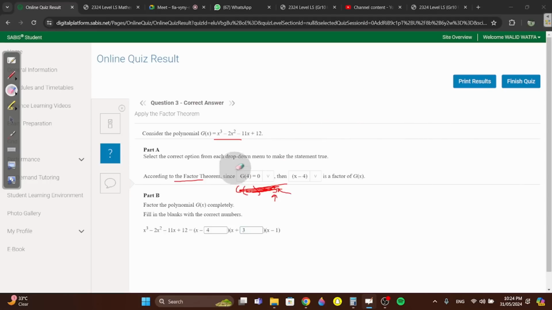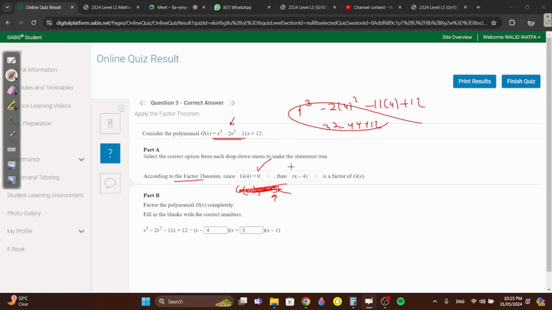But if you tried substituting 4, you do get 0. 4 cubed minus 2 times 4 squared minus 11 times 4 plus 12. 4 cubed minus 2 times 4 squared is 64 minus 32, which is 32, minus 44 plus 12. 32 plus 12, 44. 44 minus 44, 0. Okay, so g of 4 does equal 0. And when you substitute something into your polynomial and you get 0, that means it's a factor.